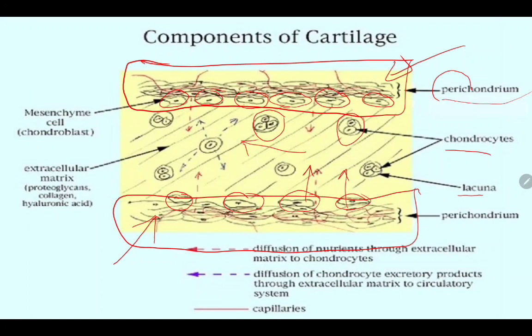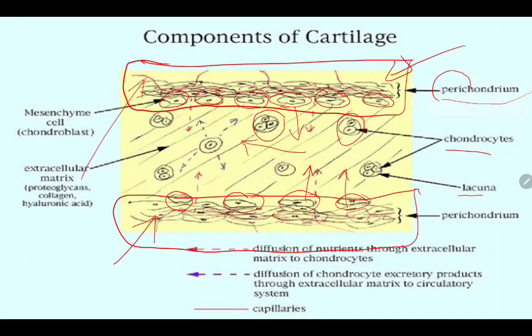Ma-explain ko rin yan mamaya. But ang pag-mature ng chondroblast is once they are ready to be chondrocytes, they move away from their perichondrium. Inside the perichondrium are your capillaries, which are itong mga red thread-like structures dyan. Meron din inside your perichondrium, kaya you will see your fibroblasts.